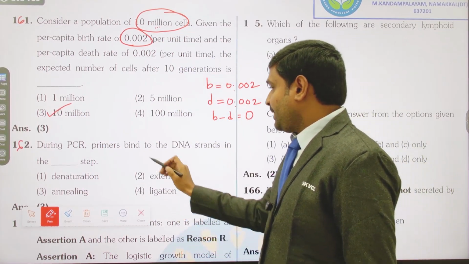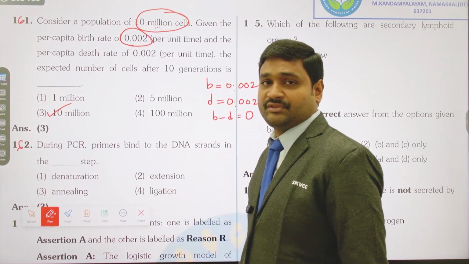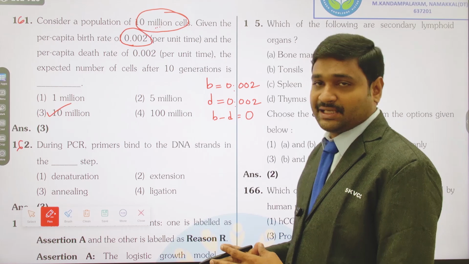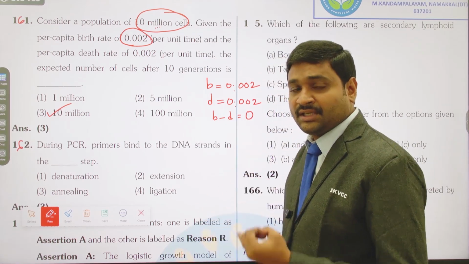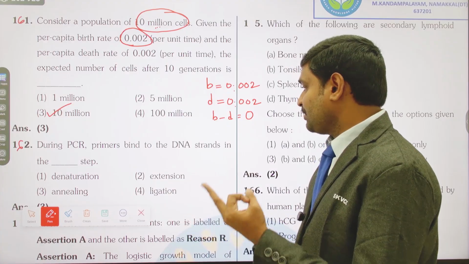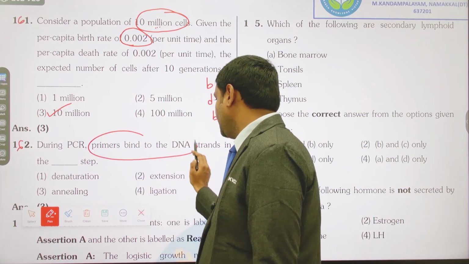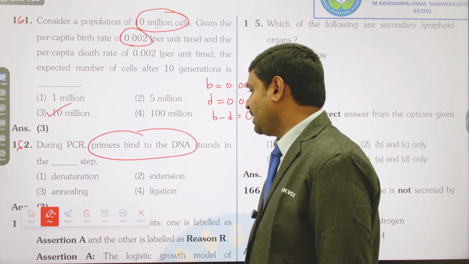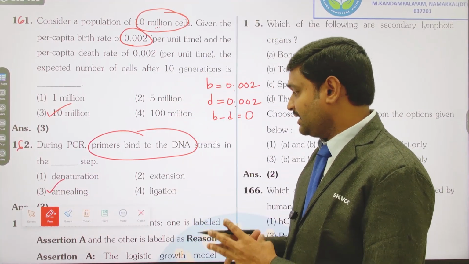PCR: primers bind to the DNA strands in which step? PCR is a technique which has 3 steps: first denaturation, then annealing, then extension. So here the primers bind to the DNA strands in annealing. That is the answer, annealing.